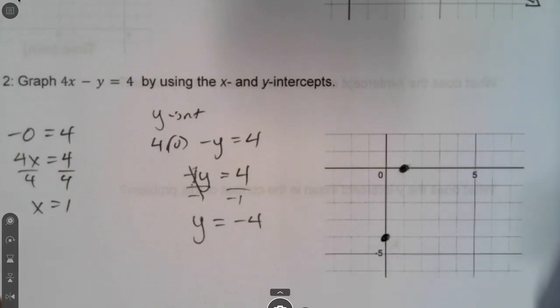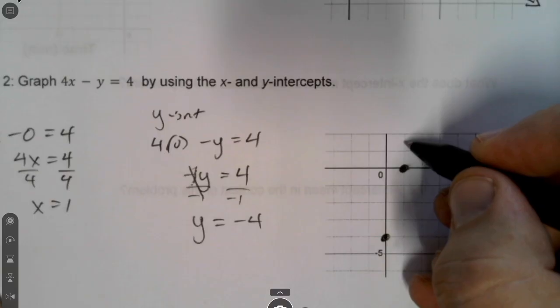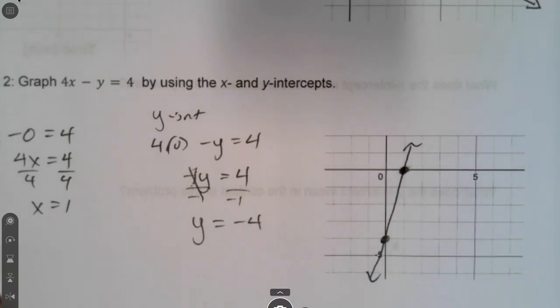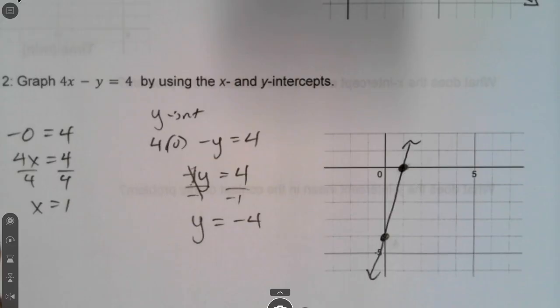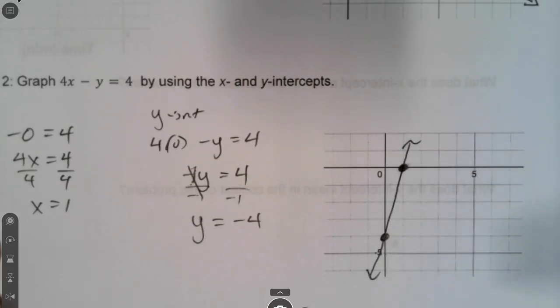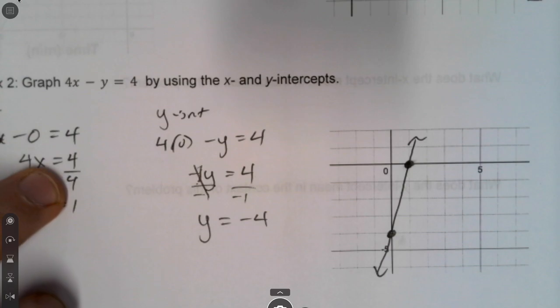This one's pretty steep. So I'm going to draw my arrow, connect the points, and draw an arrow on the other side. Because once you have 2 points, you have enough to make a line. Draw arrows on both ends, and you've done it. So that's how we use x and y intercepts to graph an equation.